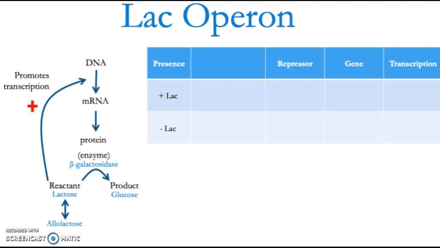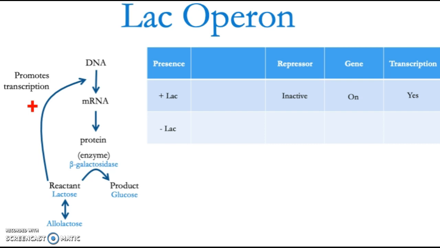In either case, if you have lactose, then you want to be able to break it down, which means you do want beta-galactosidase, which means you do want transcription, and you want the gene to be on so that you can make it. In terms of a repressor, remember, repressors repress. They stop transcription from happening. So if you have lactose and you do want transcription and you want the gene to be on, then you want to make sure that your repressor is inactive.